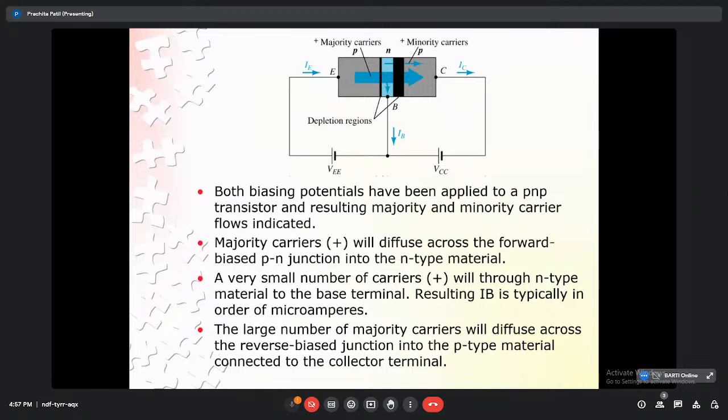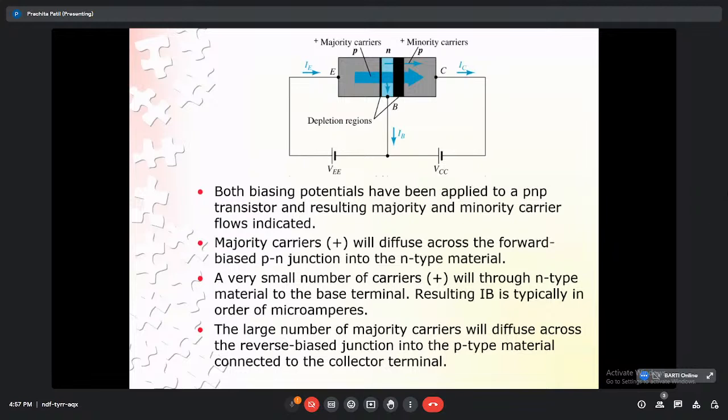Majority carriers, holes, will diffuse across the forward biased PN junction into the N-type material. Here diffusion takes place, and that plays a very vital role. A very small number of positive carriers will pass through the N-type material to the base terminal, resulting in IB, the current flowing through the base, which is typically on the order of microamperes.